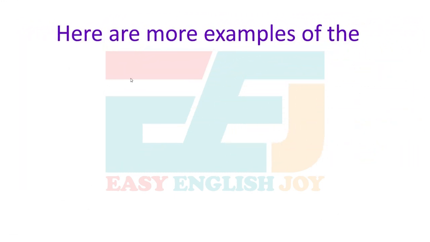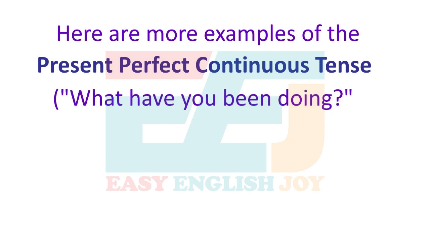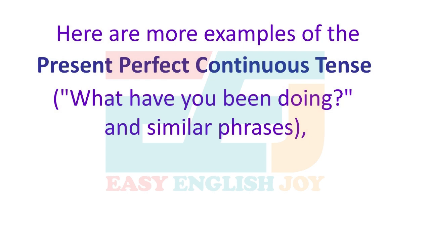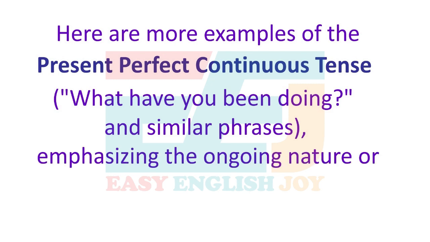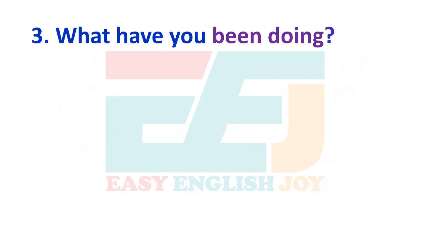Here are more examples of the present perfect continuous tense. What have you been doing? And similar phrases, emphasizing the ongoing nature or recent completion of activities. Number 3, what have you been doing?